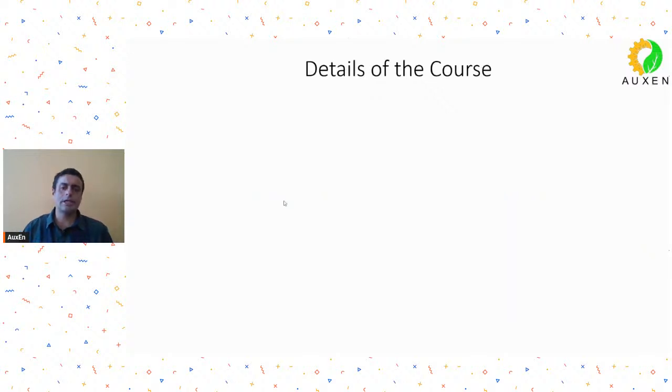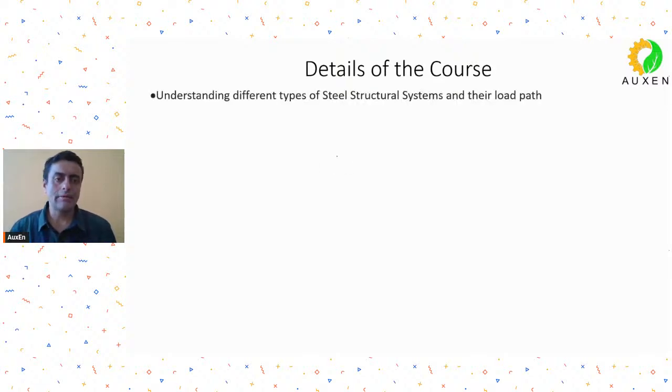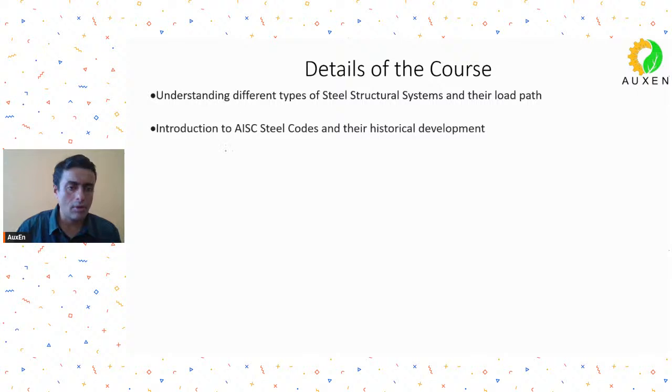Okay, so let's now come to the course contents. Important, what all things are going to be covered, and how are we going to proceed in this course. So I'll start with a brief discussion on different structural steel systems and their load path. I mean, all of you know it, but then we will discuss it during the course. Then we will go to the introduction of AISC steel codes and their historical development.